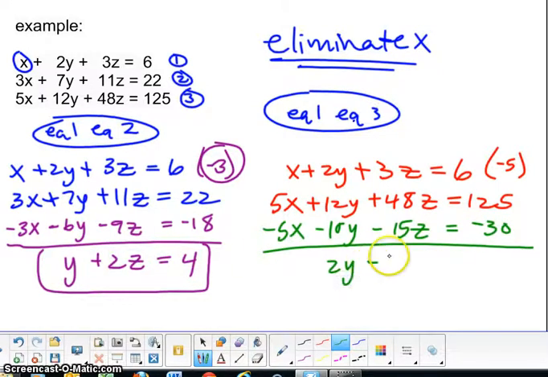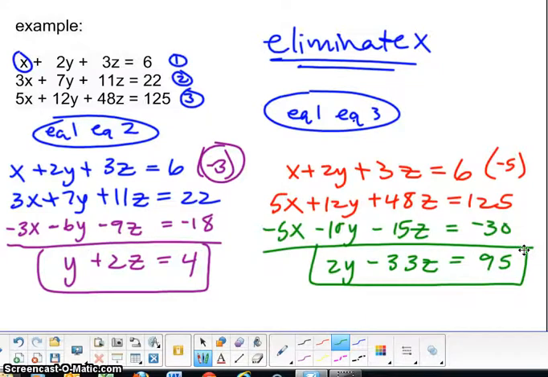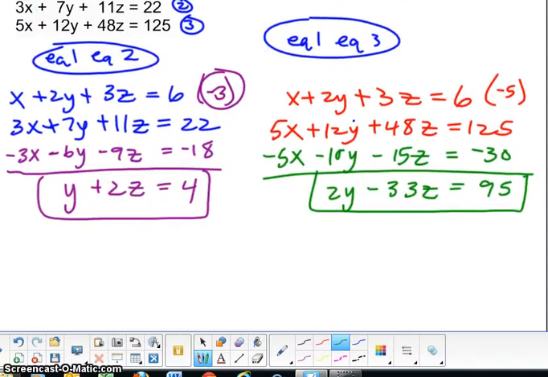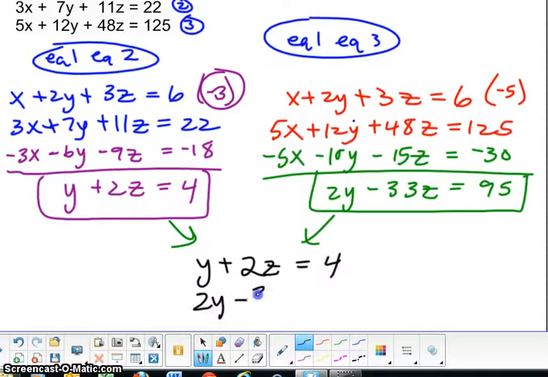2y minus 33z equals 95. Okay, so now the two things in the rectangles, we're going to put them together. Again, notice that we have two variables, two equations, and we'll be able to solve by elimination or substitution. Okay, so we're going to combine these together to get y plus 2z equals 4, and 2y minus 33z equals 95.